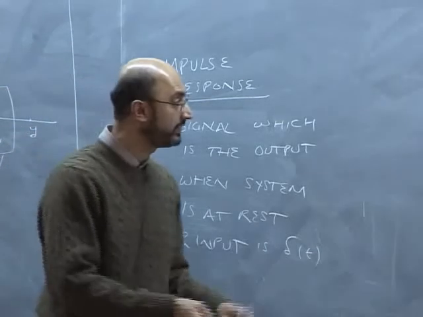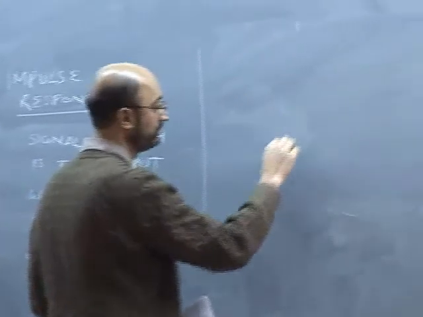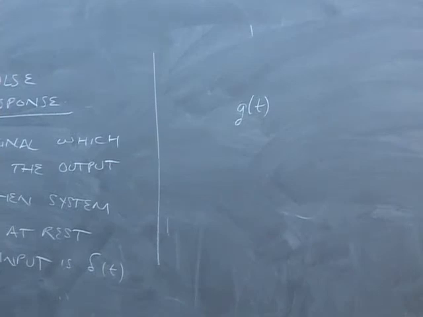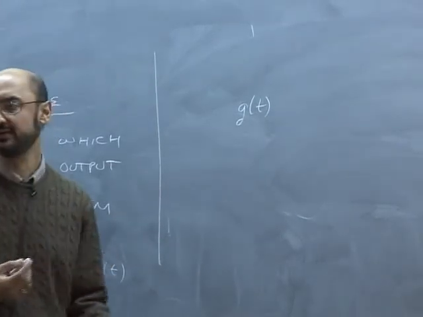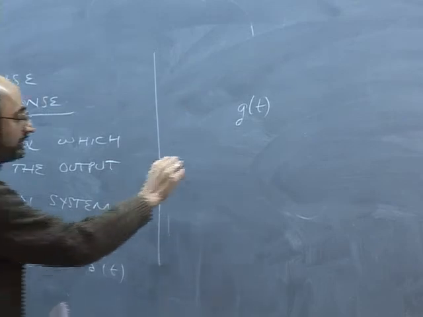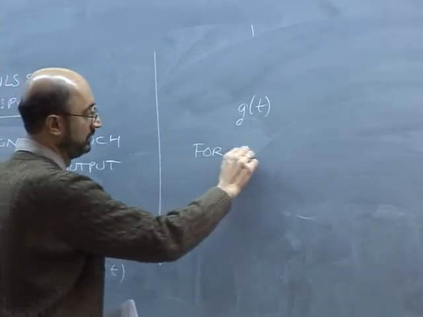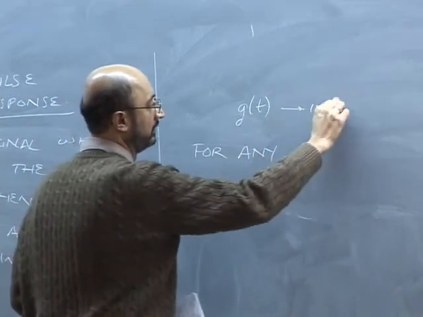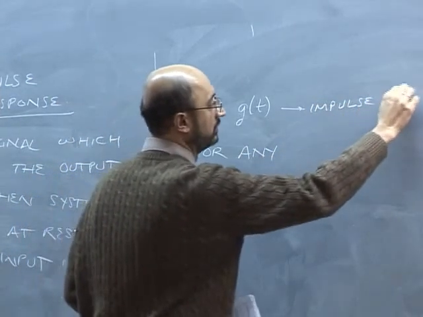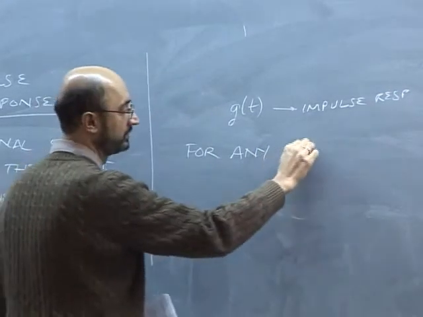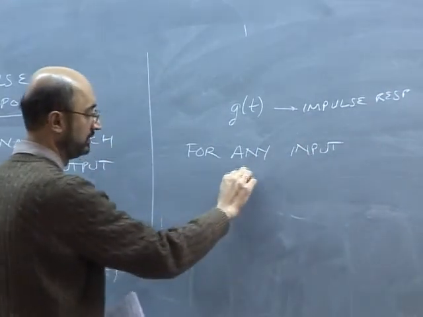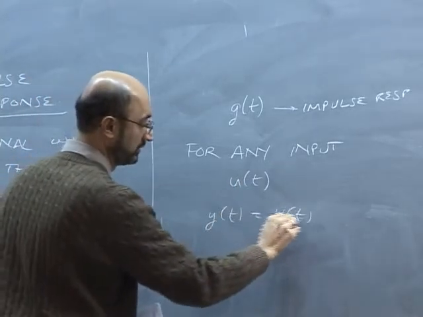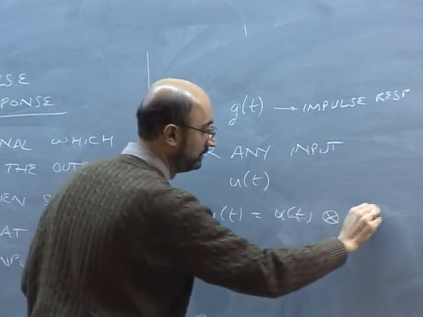So if the impulse response is given by g of t, then we know that for any input x(t) or any input u(t), y(t) is going to be u(t) convolved with g(t).